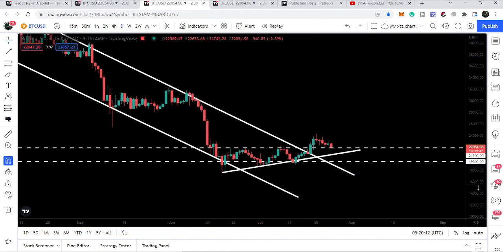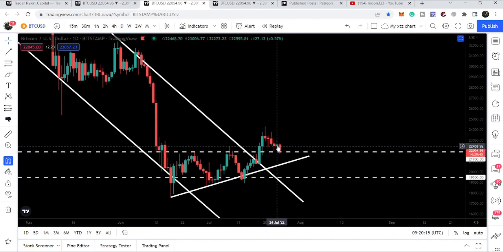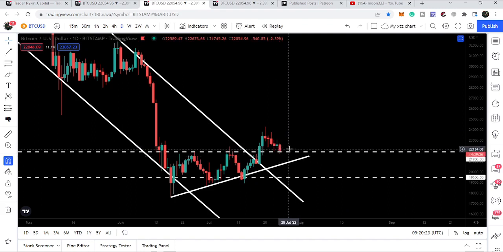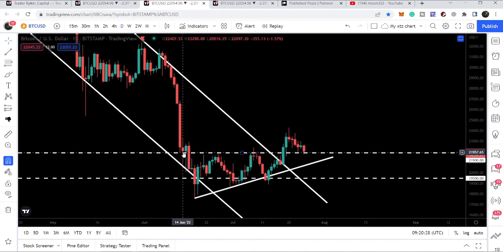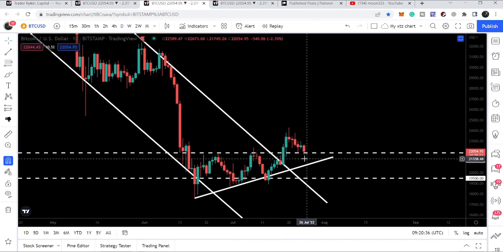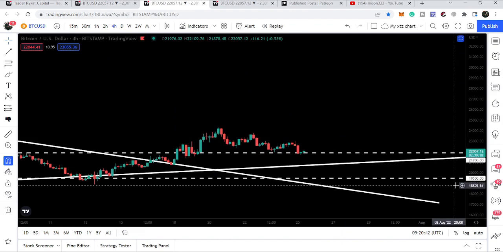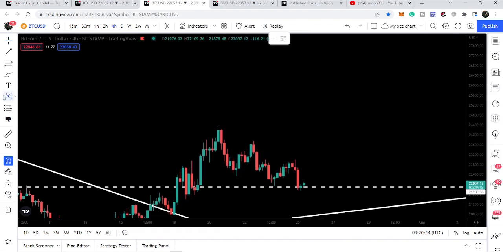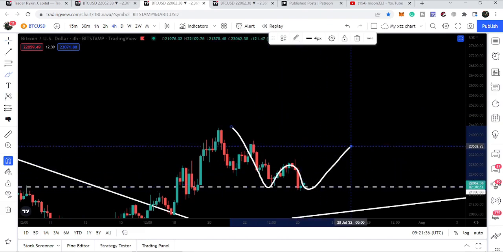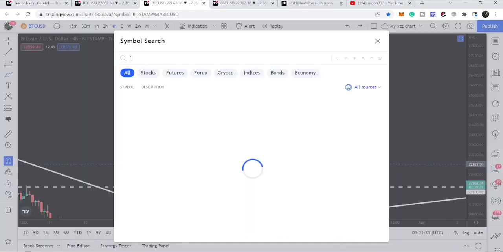Right now you can see that we have tested this resistance of the triangle as a support. Today we had a drop up to $21,745, and I'm not expecting that we are going to break down this level, because this is also a key resistance. You can see that since after 14th of June, it was working as a very strong resistance. We had a rejection here, here, and here, and right now it has flipped into a support. And if we take a look at the 4-hour time frame, there is also a possibility that we are going to form a double bottom at this support, and after forming this double bottom, we will have a powerful reversal move from here.